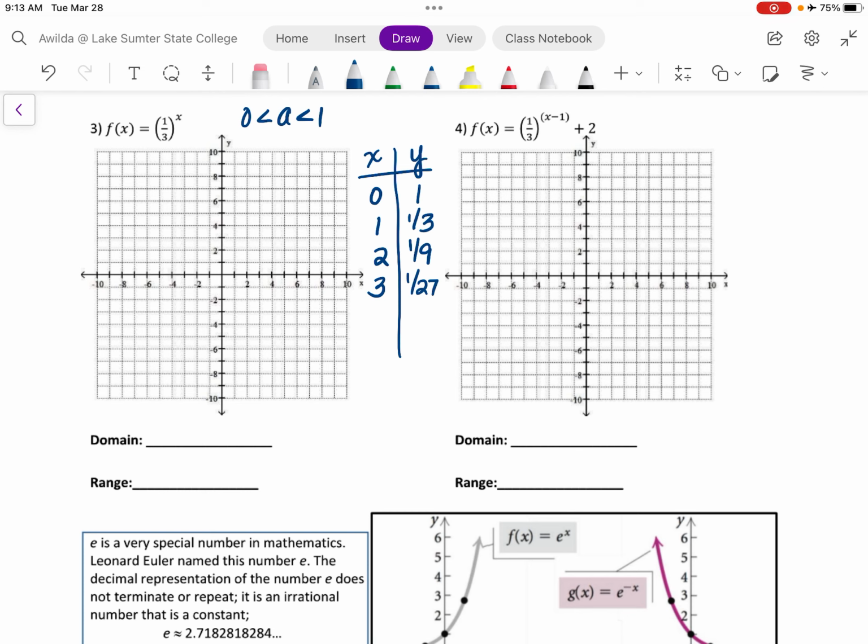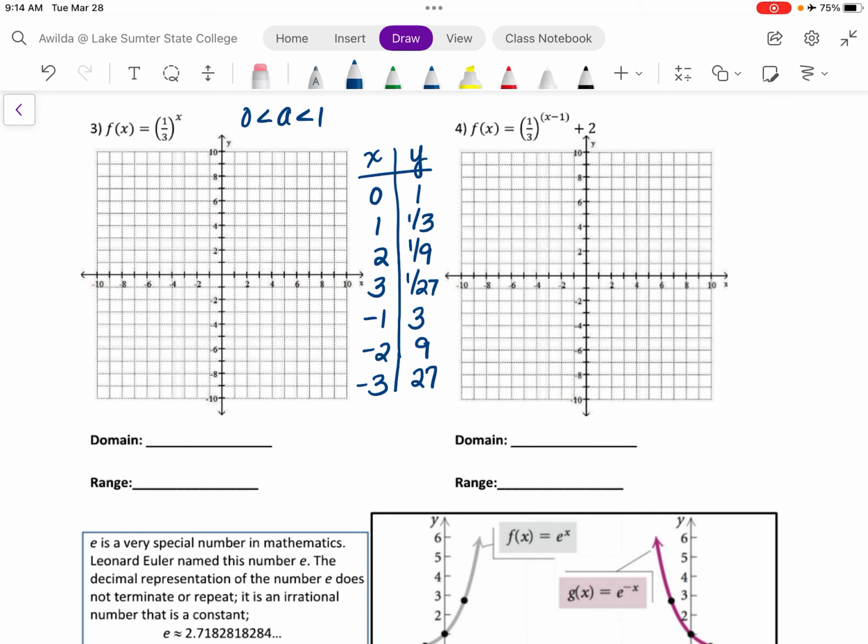Let's go to negative x values. When x is -1, we get y equals 1/3 to the -1 power, which becomes 3. When x is -2, we get 1/3 to the -2 power, which is 9. And when x is -3, we get 1/3 to the -3 power, which is 27. That's going to fall off our graph. So let's go ahead and plot these points.